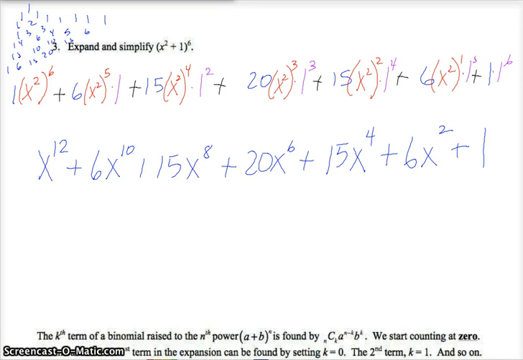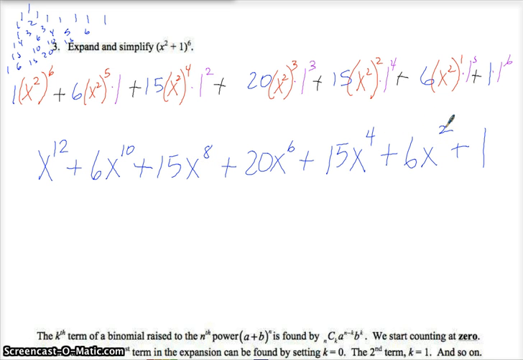Okay, so did you get this answer when you practiced it? x to the 12th plus 6x to the 10th plus 15x to the 8th plus 20x to the 6th plus 15x to the 4th plus 6x squared plus 1. And if you didn't, it's possible I have a mistake, but otherwise I think it's correct. It should be x to the 12th, then 10th, then 8th, then 6th, then 4th, then squared, then 0.